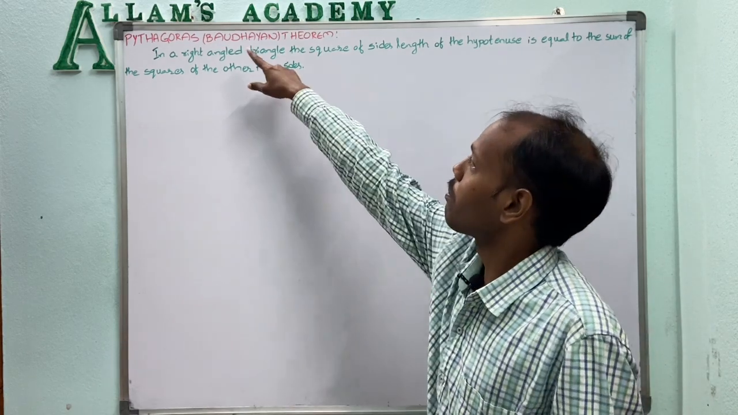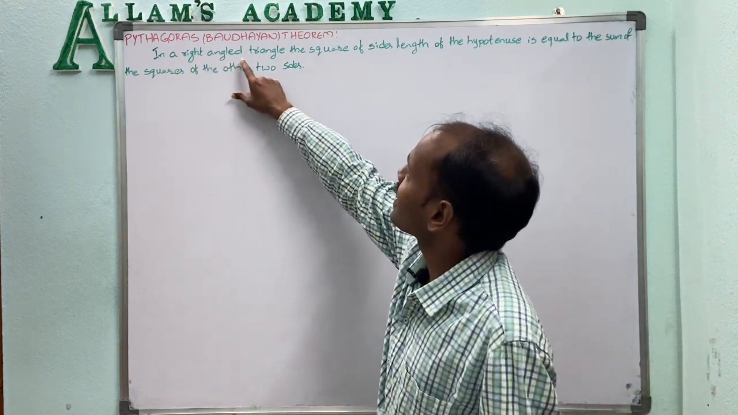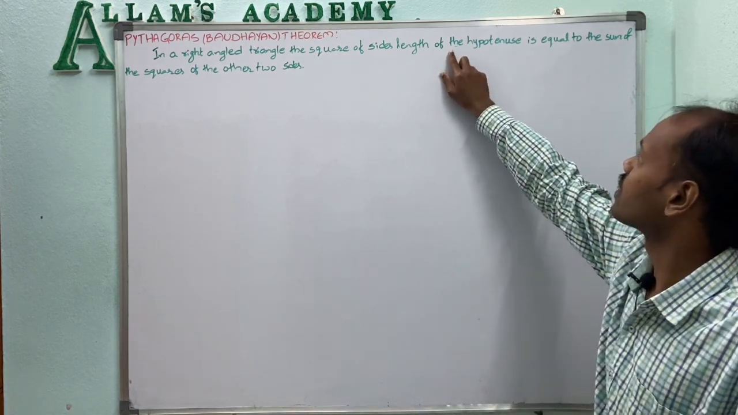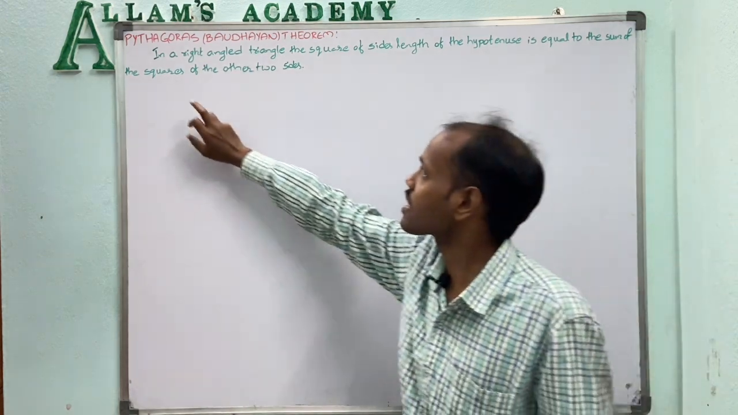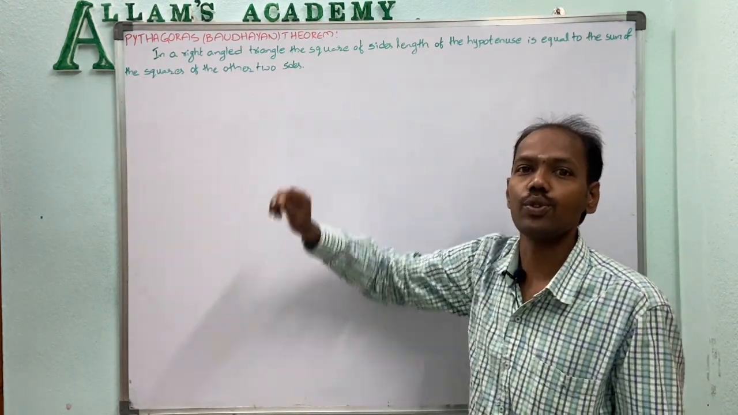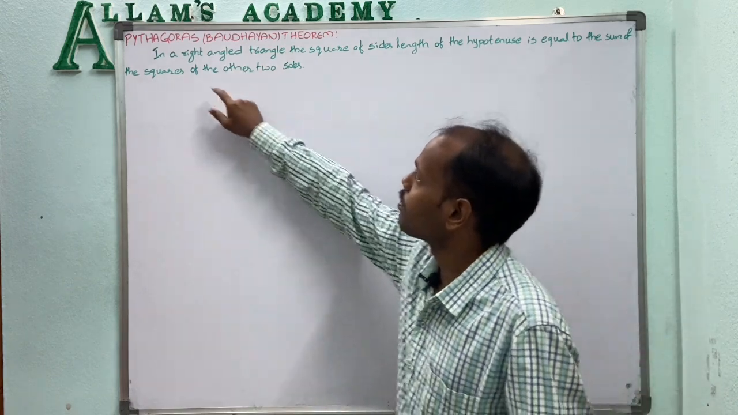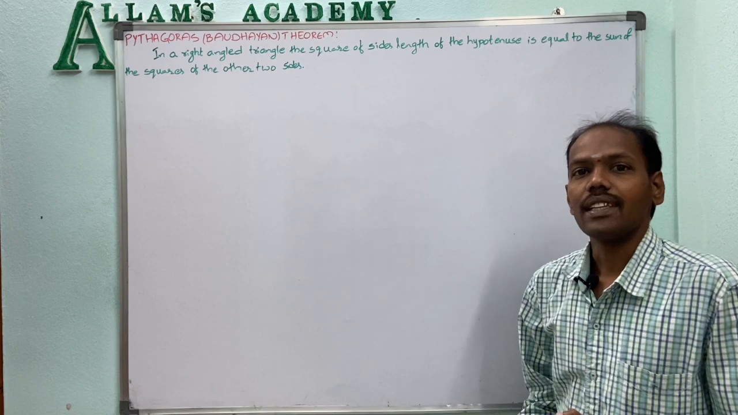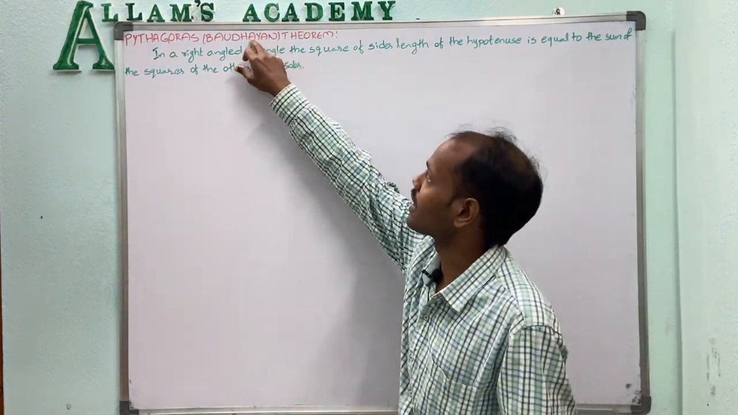Today we see Pythagoras theorem. So, in a right angled triangle, the square of the length of the hypotenuse is equal to the sum of the squares of the other two sides. This was given by the mathematician Pythagoras. So, this one is also called Boudhaian theorem.